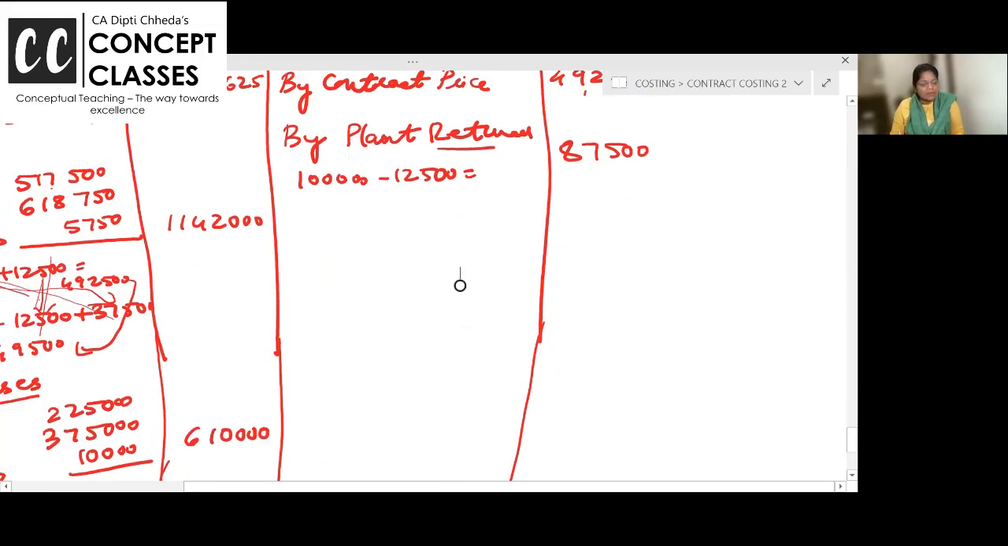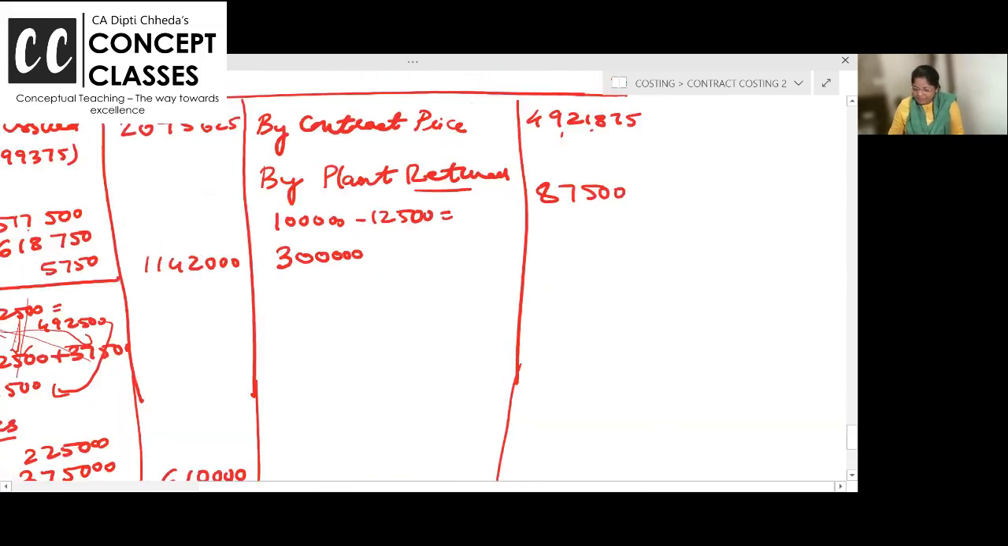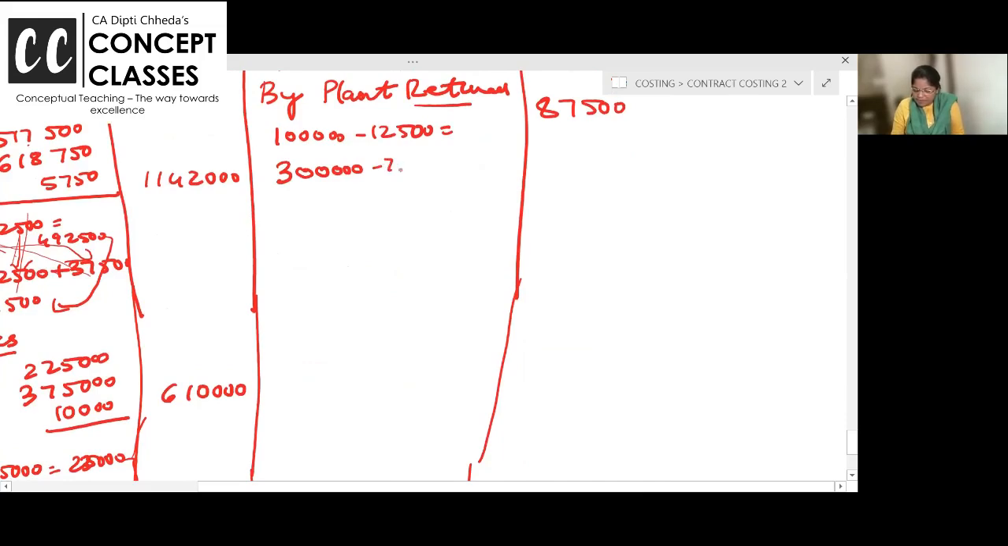Next plant value. Next plant ka value 3 lakhs. Yes, it is return on the last day. So what is the depreciation for the very first year? 75,000, 25% depreciation के हिसाब से. Then what is the value? 225. Again you charge depreciation.